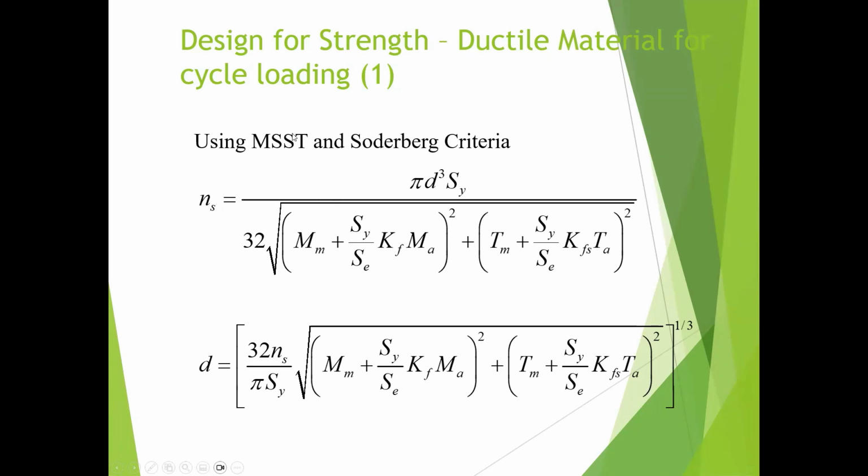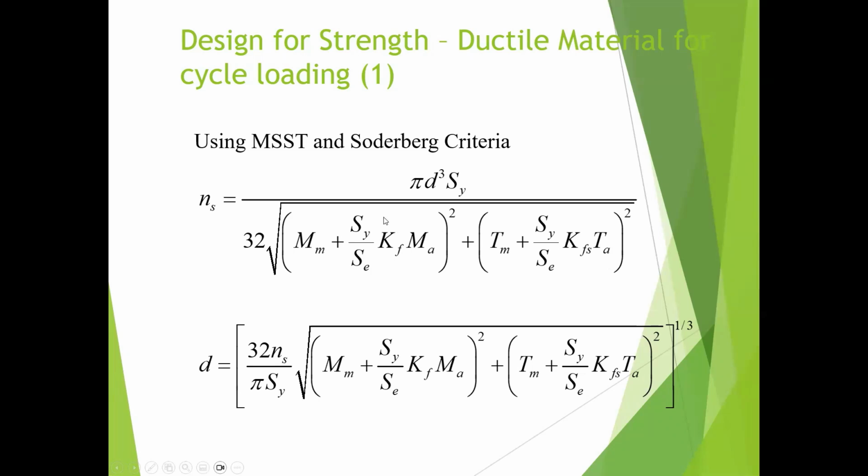So you can see if we combine MSST and the Soderberg criteria, I have two equations. This equation shows, if you have all these parameters, Sy is the yield strength, Se is the endurance limit, and Kf is the fatigue stress concentration factor. M mean is the mean moment, Ma is the alternating moment. The same thing for T: Tm is the mean torque, Ta is the alternating torque, and Sy is the same.